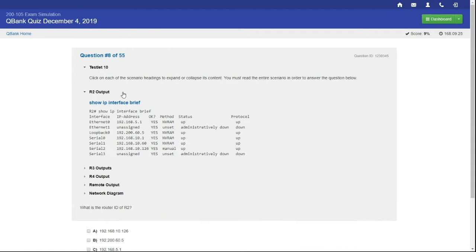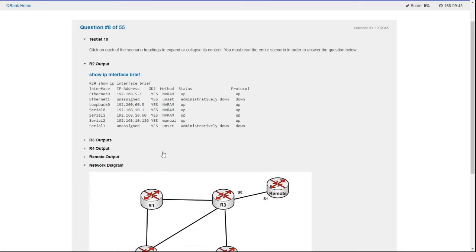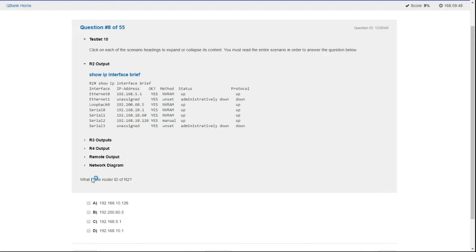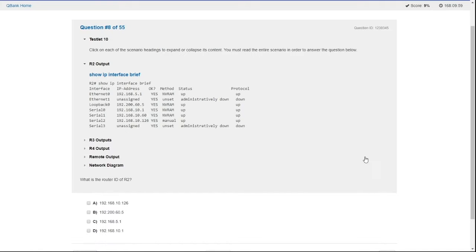I won't start it. So it says, okay, click on each of the scenario headings to collapse the content. Here's the scenario. And by the way, in order to put these into the test engine that we're using for this, I had to look at the questions in advance. So you don't need to see any of these other outputs. I mean, we can show it and all that, but this is the relevant piece of the question. It says, what is the OSPF router ID? And that, by the way, is what the other outputs show, show IP OSPF interface of some of the other routers. What is the OSPF router ID of router 2?